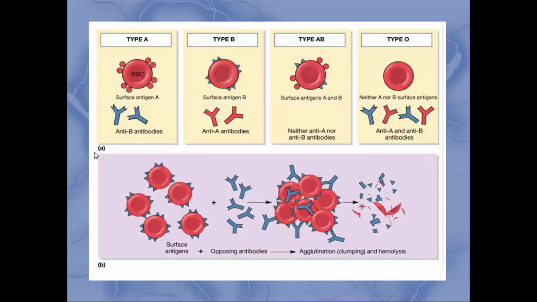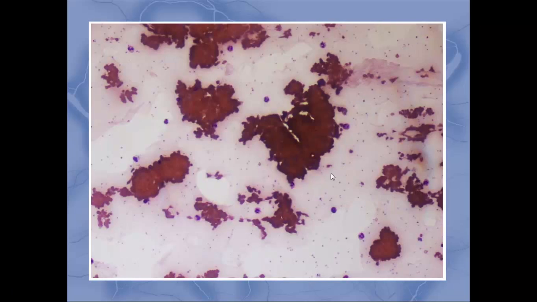This image is taken from a textbook. It summarizes what we just talked about with the surface antigens and the antibodies, for type A, type B, AB, and type O. Here's a graphic illustration of what agglutination looks like. Them clumping together, then they get torn apart. And this is how it actually looks. This whole image here should be red blood cells, the nice round oval shape, but instead they're all clumped together. What's left of them. So this can be very, very serious if not corrected quickly.